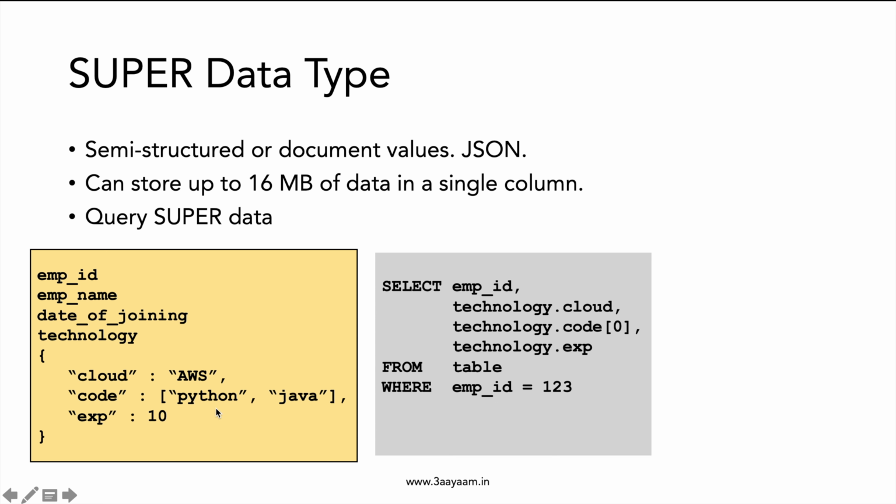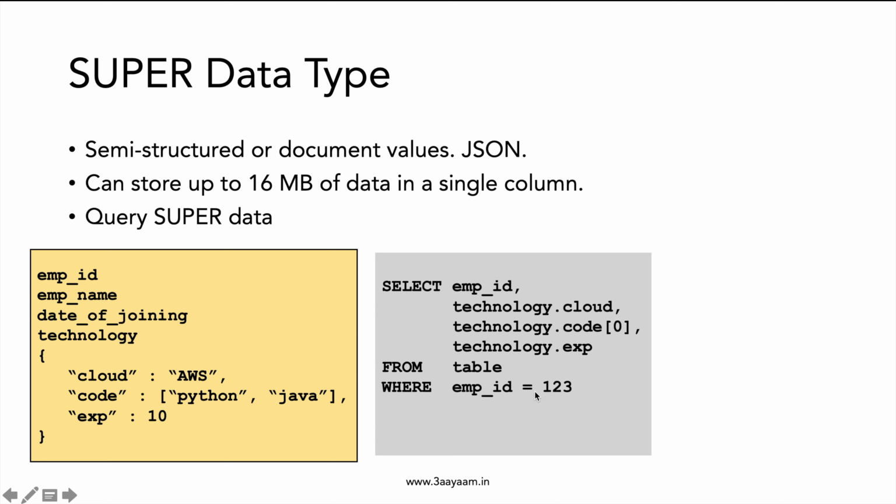Now, as the second one is an array, I need to get the elements of the array. To do that, again, I'll have to mention the root column name, which is technology, the attribute, which is code, and which element I want to fetch. In this case, I want to fetch the 0th element, or basically the first element. That's why I have written 0 in square brackets. Then in the third one, I want to fetch the experience attribute of the technology column.